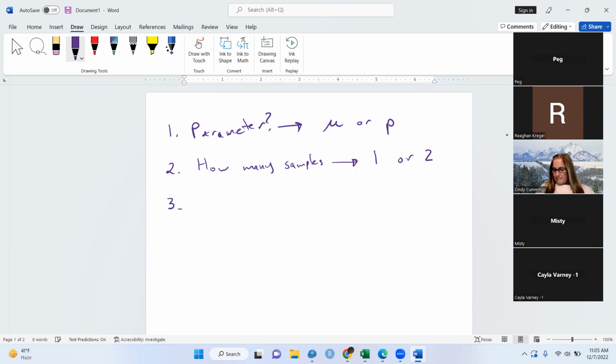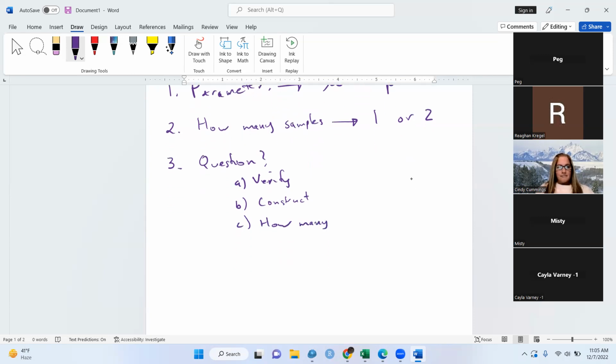So then question 3 was, what's the question? And we had 4 options, right? We'll label these as A. It could be verify, one of the keywords, verify the requirements. It could be construct the confidence interval. It could be the one we just did, the how many or estimate. And then it could also be the test, perform the test. We'll just say test the hypothesis.